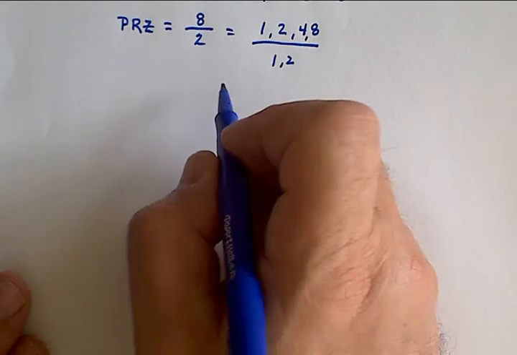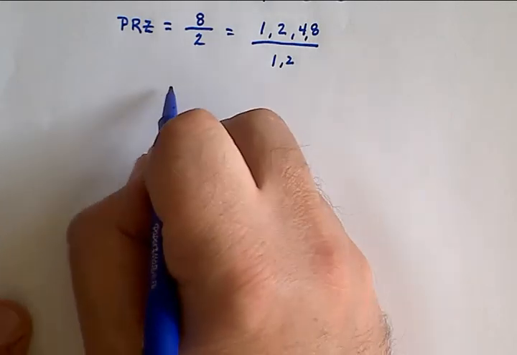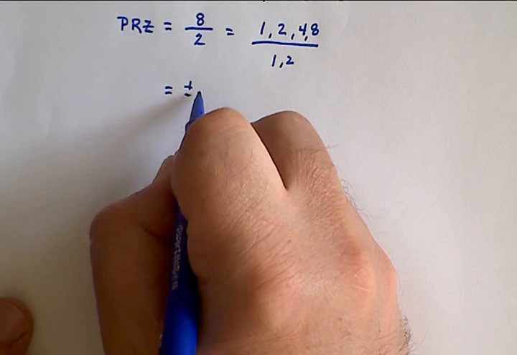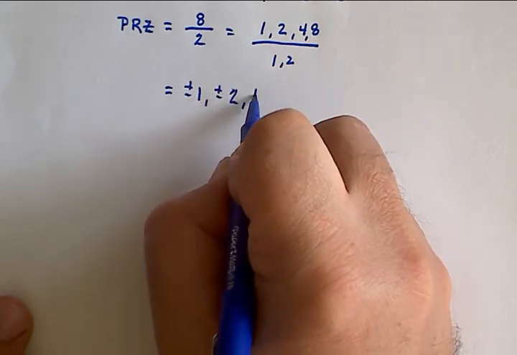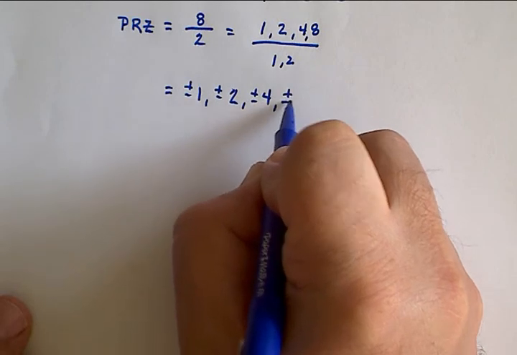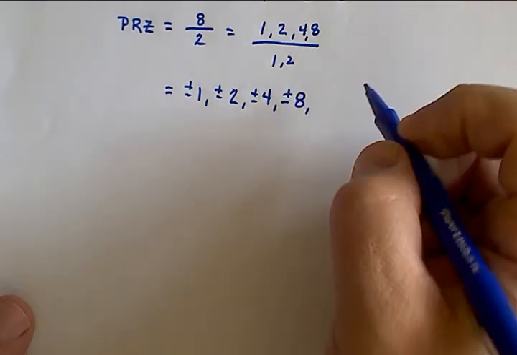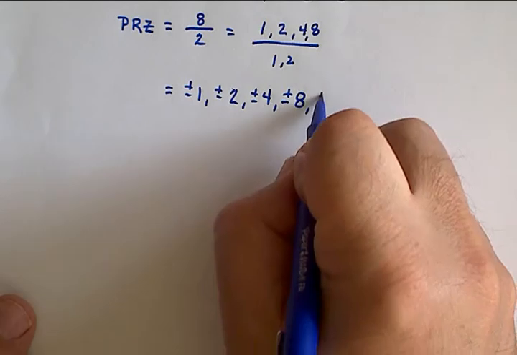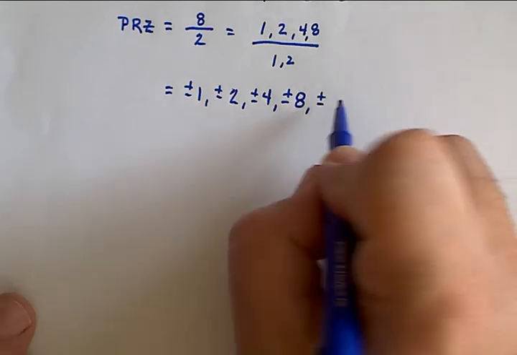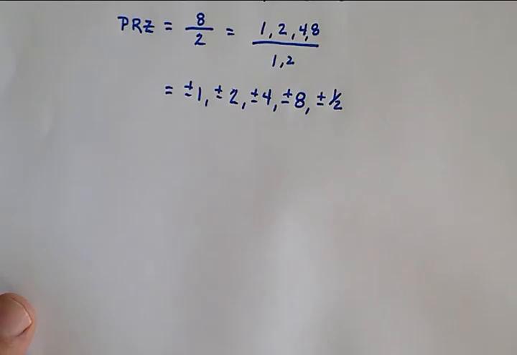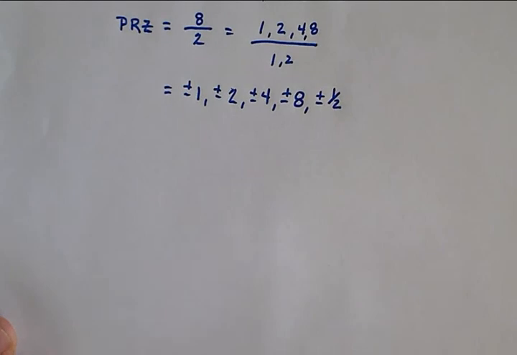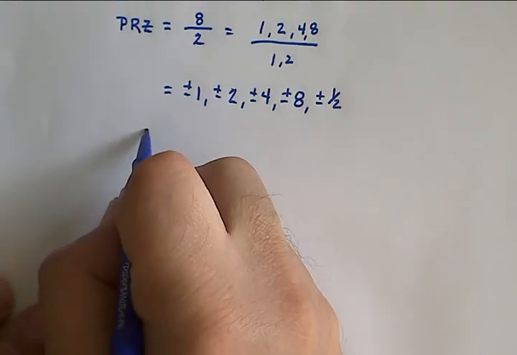So I get plus or minus 1, plus or minus 2, plus or minus 4, plus or minus 8, plus or minus 1/2. And that should be all. The rest of them are all duplicates. Okay, so testing these using synthetic division.